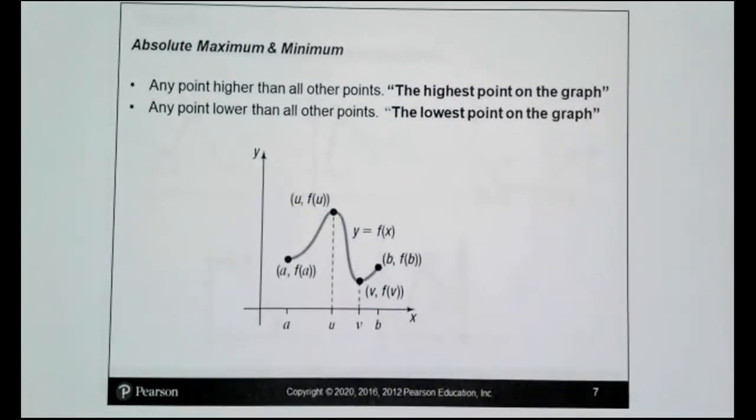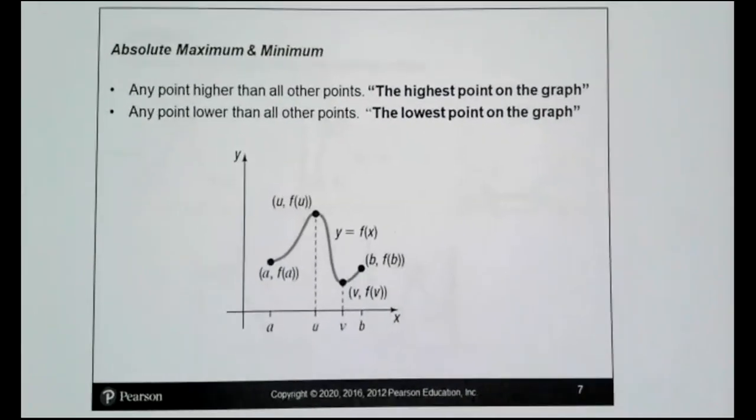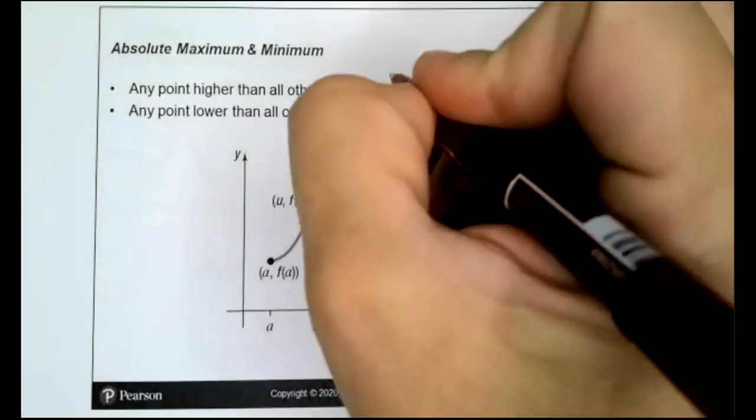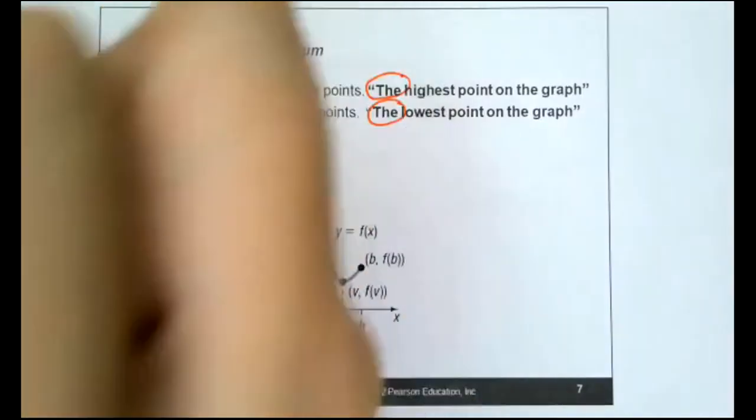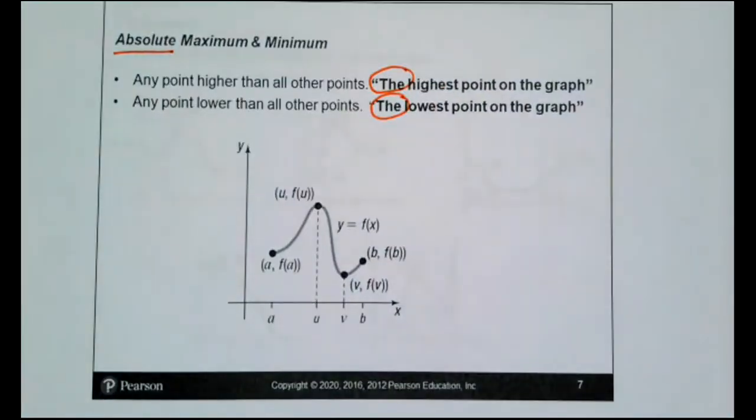Absolute maximum and minimum is always higher than all the other points. It's the highest number on the graph, okay? So the difference here is the word the, right? The highest, the lowest, absolutely, okay? So there's only one highest point and there's only one lowest point.